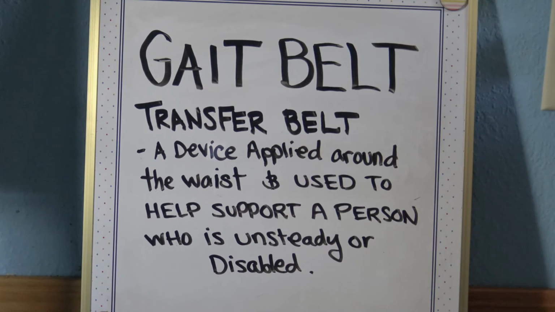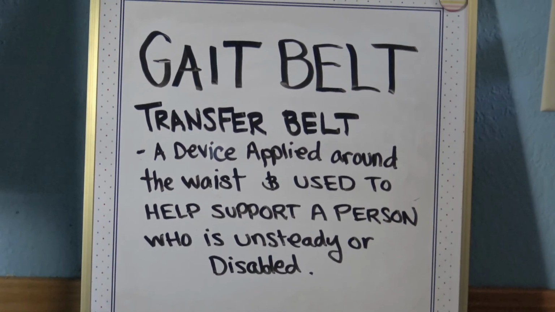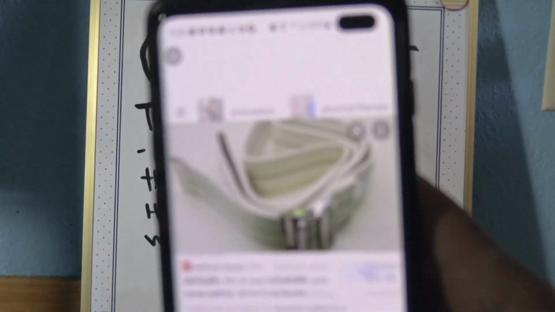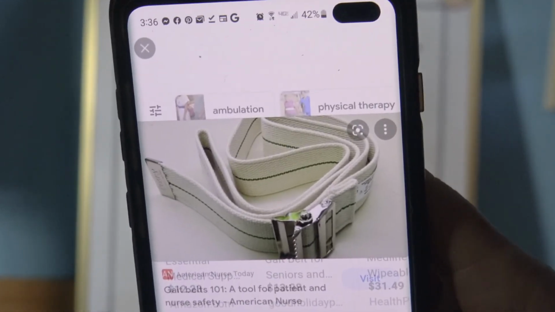Gait belt. A gait belt is a transfer device. It is a transfer belt. It is a device that is applied around the waist and used to support a person who is unsteady or disabled. So their gait is unsteady. Gait belt. So you are helping them stabilize their gait.